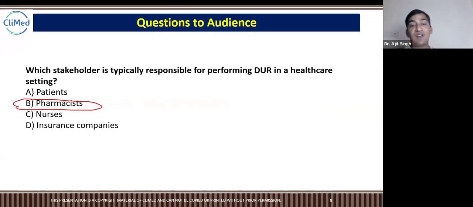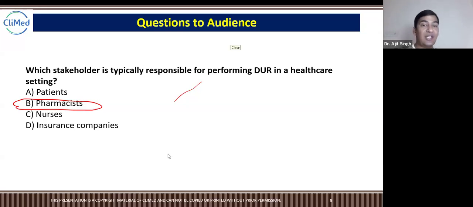Pharmacist. You all know this is the pharmacist who performs the DUR. No one else can perform the DUR, neither the patient nor insurance companies, because these are third parties. Nurses also cannot do the DUR. Nurses are not experts in DUR. Nurses are also not trained to conduct the DUR.